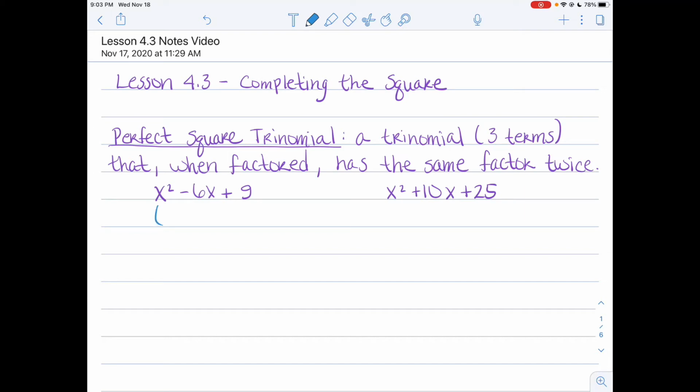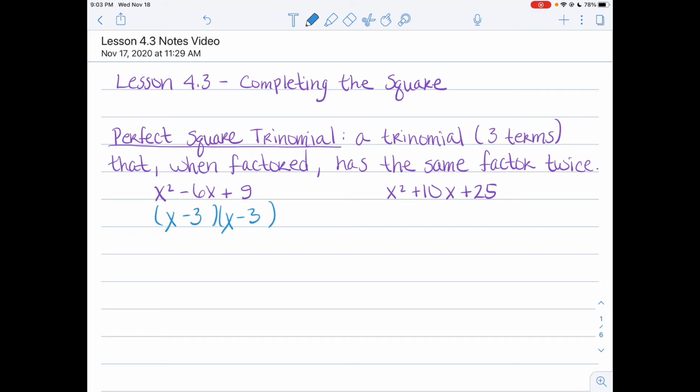We can give ourselves some parentheses. X squared is going to become x in the front of each parentheses, and I'm looking for two factors of 9 to add to negative 6. I know they both have to be negative so that they multiply to a positive 9. And so if I think about that, I'm going to get negative 3 and negative 3. Notice that it's the same factor twice.